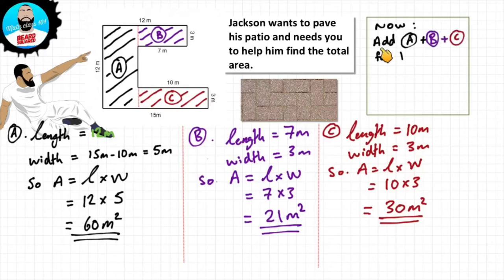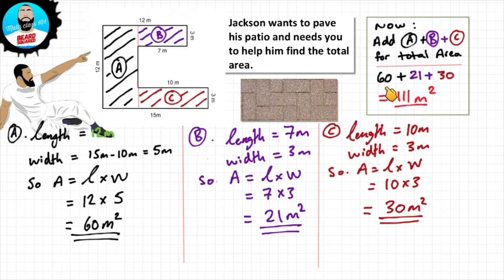Finally, we need to add all 3 sections A plus B plus C for the total area. So 60 plus 21 plus 30 gives 111 meters squared. So Jackson needs to buy 111 square meters of paving.